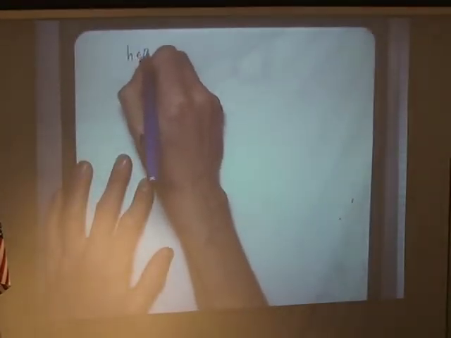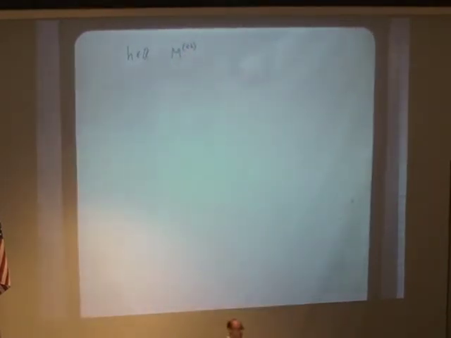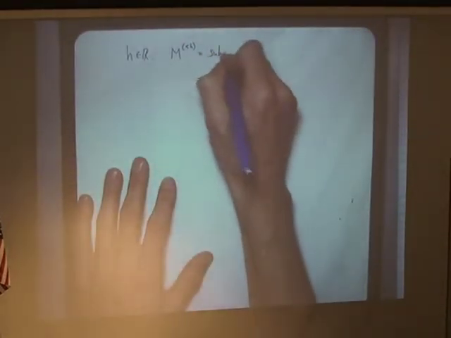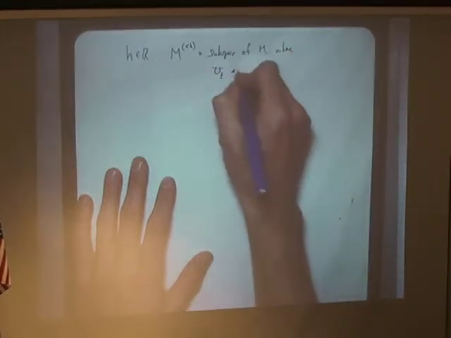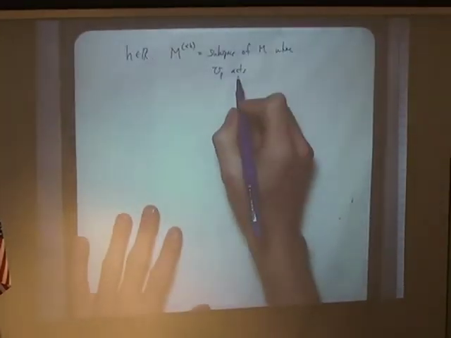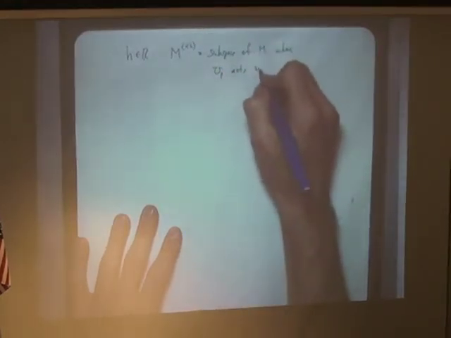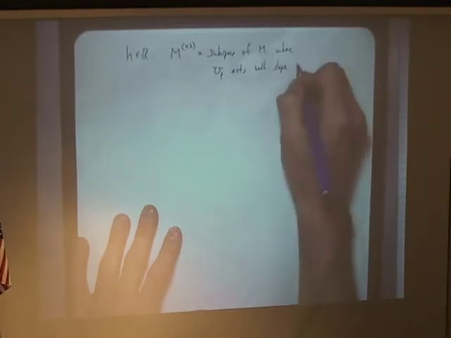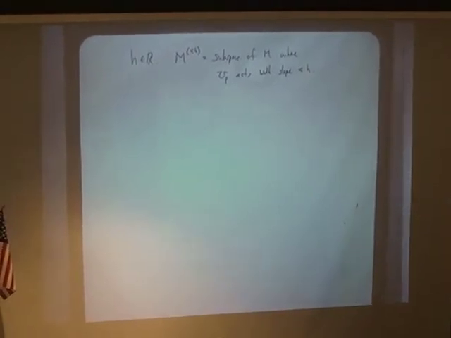Okay, so what I need to say, let me fix a real number h, and let me define M upper less than h. I'm trying to cut off the part of M where U_p acts with some bounded slope. So this is just the subspace of M where U_p acts with slope strictly less than h. I should say what M is. M is a Hecke module. M is going to be the space of overconvergent modular forms, or overconvergent modular symbols, or classical modular symbols. This is something that one can make sense of.